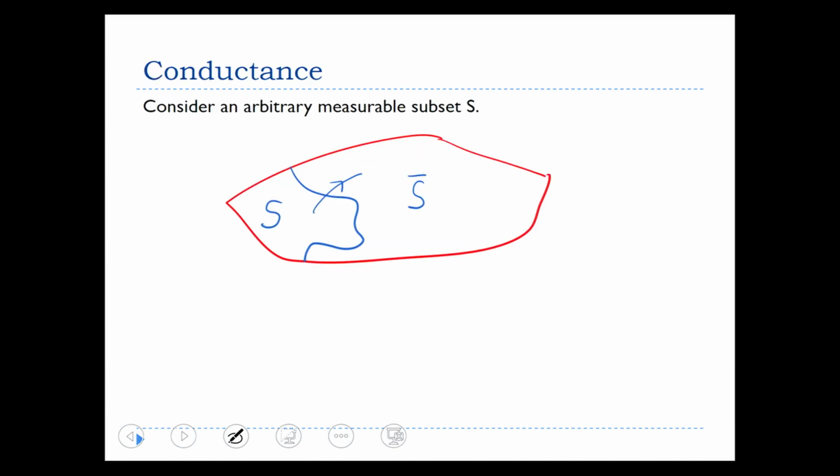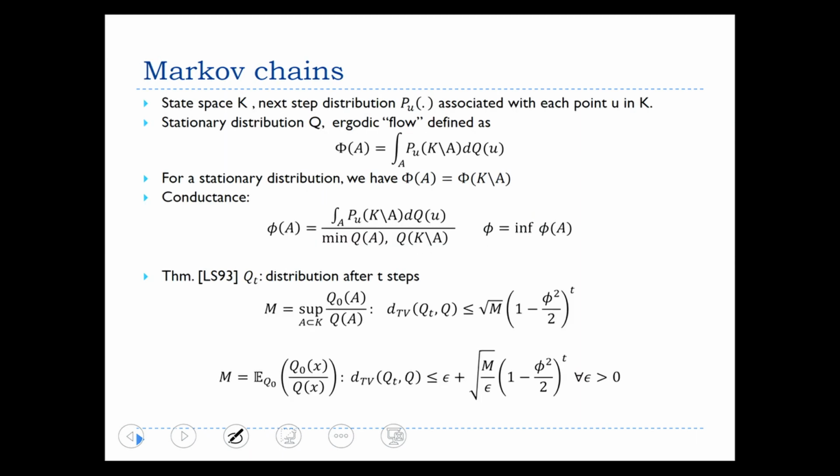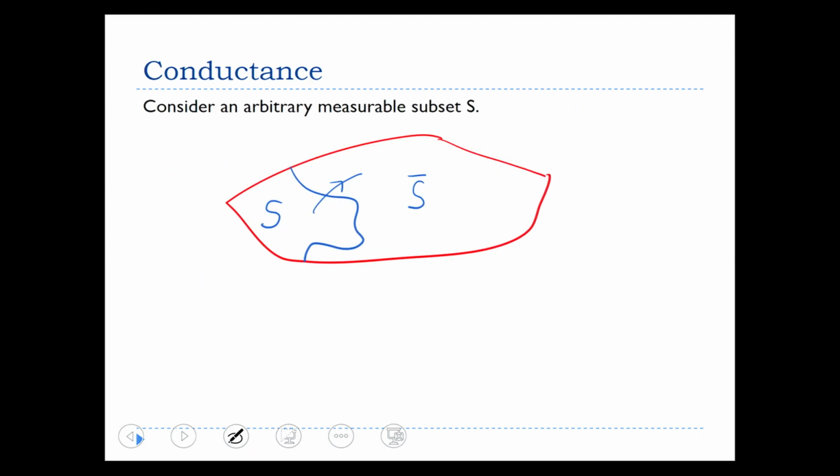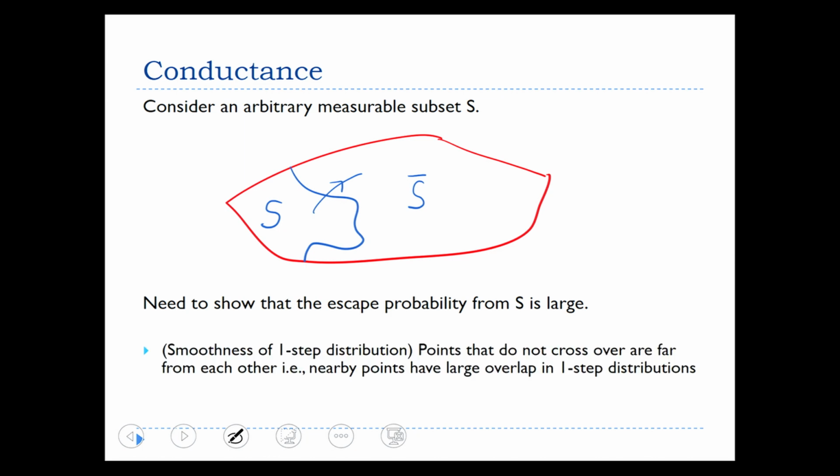How is this conductance going to be bounded? So now the challenge becomes to bound this conductance. How do we bound this conductance? We look at a subset, we're asking what's the escape probability, and we need to show that it's large. The probability of transitioning out of this subset is large given that you're in the subset. This takes 2 steps. The first step is purely geometric.